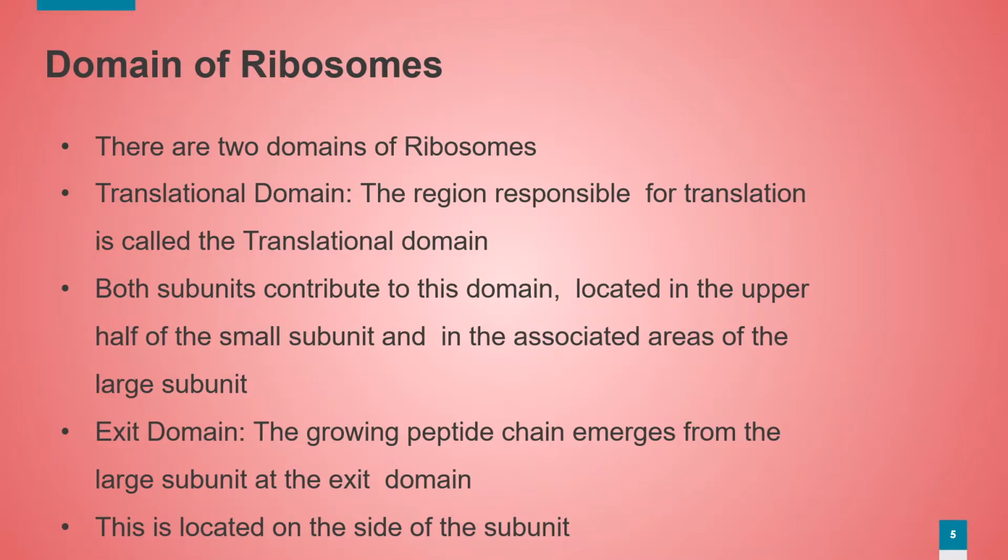Domains of ribosomes. There are two types of ribosome domains. Translational domain: the region responsible for the translation is called the translation domain. Both subunits contribute to the domain, located in the upper half of the small subunit and in the associated areas of the large subunit. The second one is the exit domain. The growing peptide chain emerges from the large subunit at the exit domain, which is located on the side of the subunit.